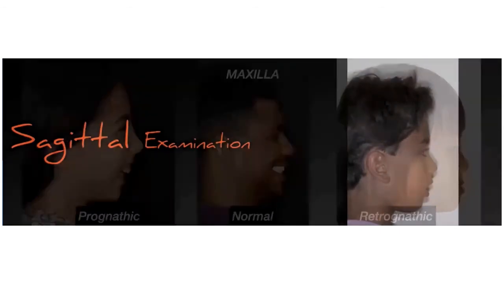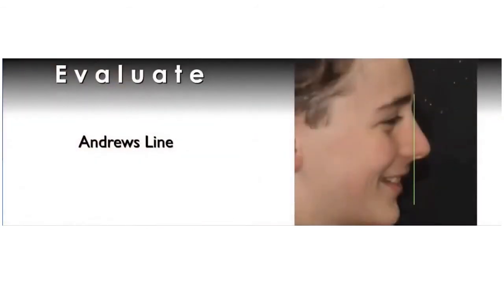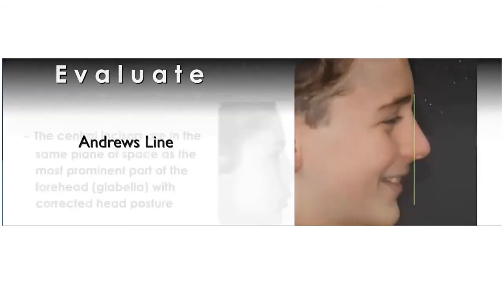Now the kid actually is sitting in the chair and you can get a glimpse of them from the side. 4 things we want to look at from the side. One is to try to determine where the maxilla happens to be positioned. Andrew's line is one that I use. It's a line drawn off the glabella of the forehead when the eyes are looking out directly to the horizon, not tipped up, not tipped down. The central incisor should be on that line.